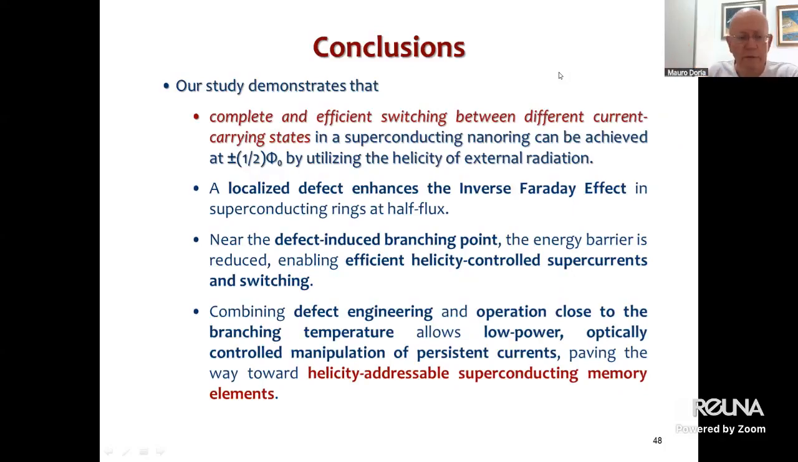So it was reported, the first experiment where the authors managed to observe the inverse Faraday effect in a normal metal. They found induced magnetization in a standard metal, in that particular case in gold nanoparticles.